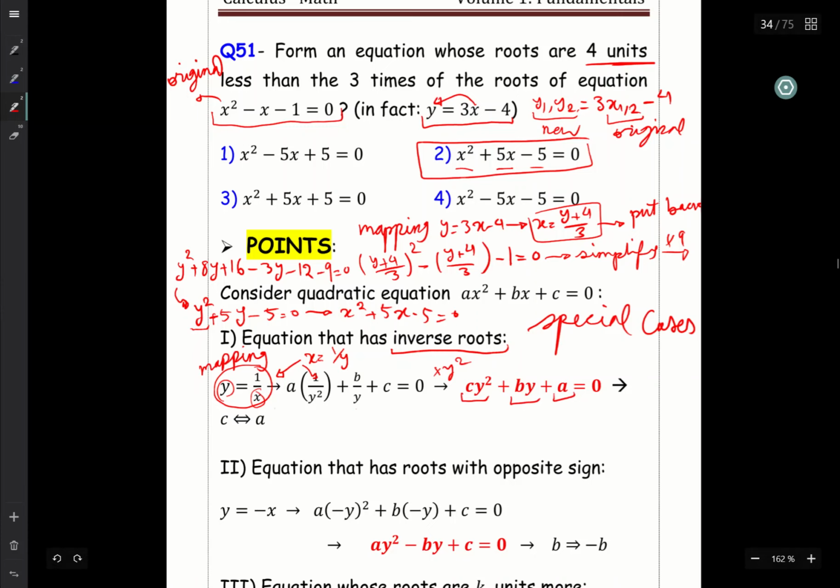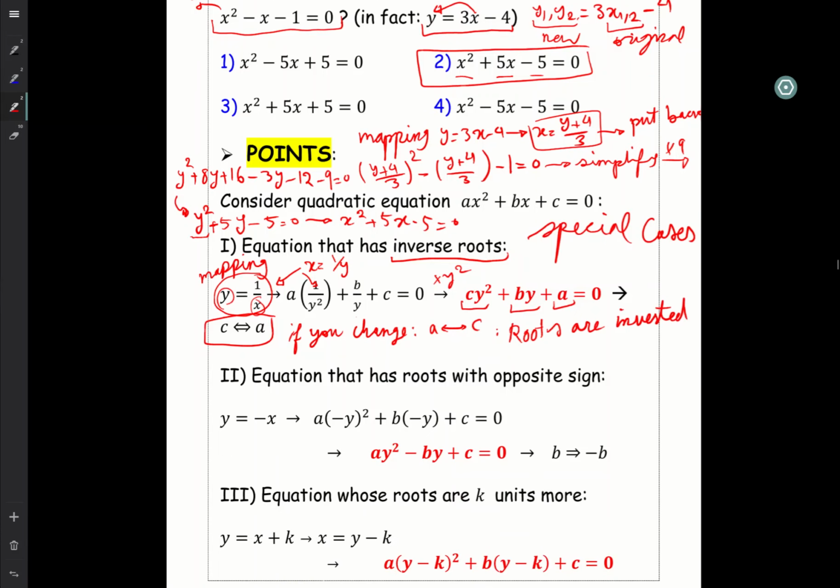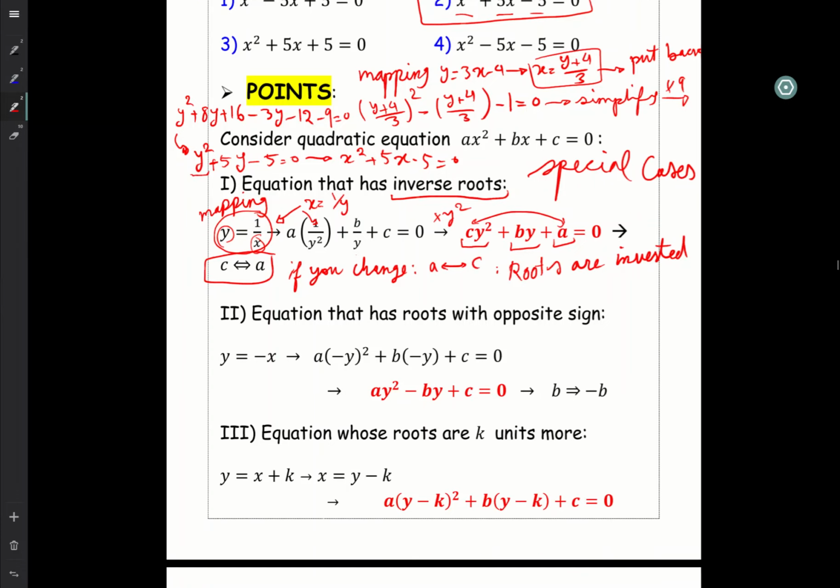Now you see what happens here. So the conclusion is that if you change the position of a and c, so c becomes the leading coefficient and a becomes the constant, then the roots are inverted. The roots are inverted. It's very interesting, right? You interchange the position of a and c, the roots are inverted. And this is the easiest way to prove that.